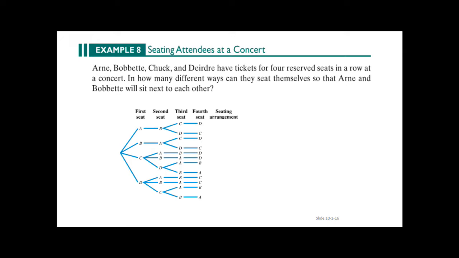So what does that first branch at the top that ends with a D represent? What scenario does that represent? Let's highlight it so you can see it a little bit better.